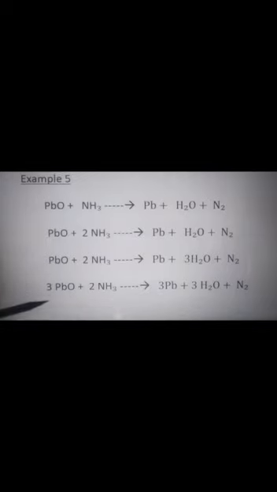Let me see whether everything is balanced or not. So 3 atoms of lead, 3 atoms of lead, 3 atoms of oxygen, yes, 3 atoms of oxygen over there, and 2 atoms of nitrogen, and at the last you can see 2. Hydrogen becomes 6, here 3 times 2 is 6. So the equation is balanced now.